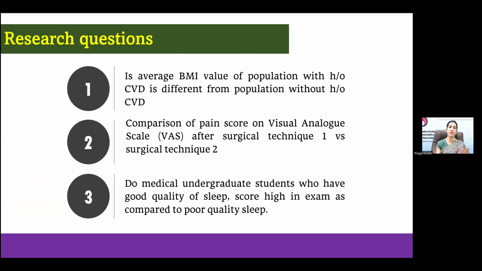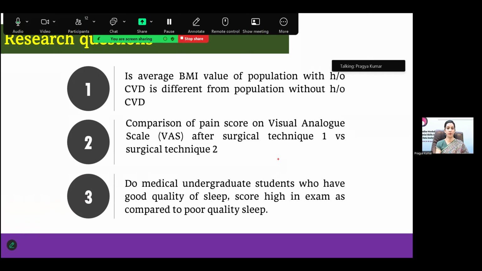Or do medical UG students who have a good quality of sleep score higher in the exam as compared to those with poor quality of sleep? In all these examples, what can you see? That there is a continuous variable. The average BMI value is a scale variable, and we are comparing it across two groups, with history of CVD and without history of CVD. In the second research question, the pain score is a continuous variable or a scale variable.